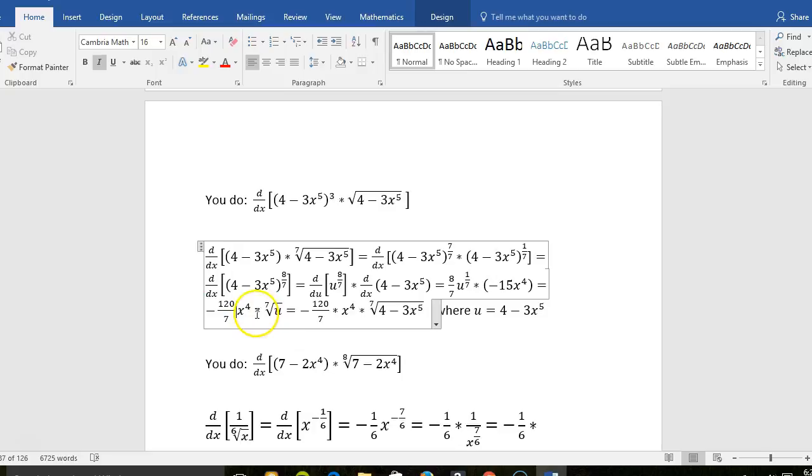You really don't need this one, but remember what I was telling you in previous videos, Microsoft Word makes these two jumbled together, so I'm going to keep this times sign here out of neatness, not really out of mathematical necessity. So we have negative 120 over 7 times x to the 4th times the 7th root of this guy right here. And again, you can decide whether you want to keep this guy or not. You can get rid of this guy as long as you can read this. Indeed, you can. You just replace u with 4 minus 3x to the 5th here, and that's that for that. And we're really done.